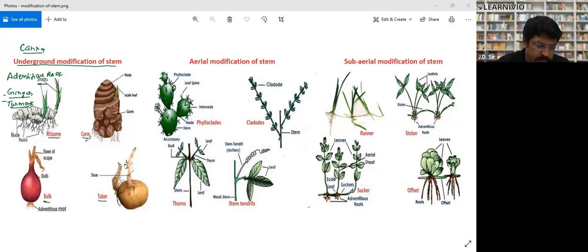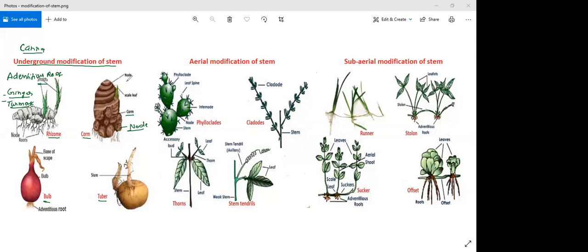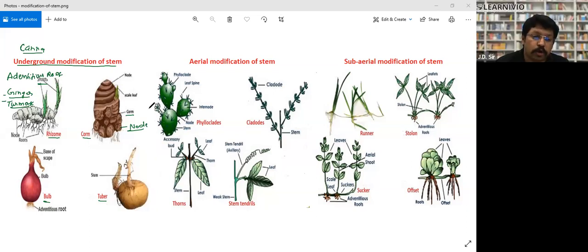Full stop. A corm may bear a number of circular nodes. Circular nodes, not roots, nodes. These are circular nodes. A corm may bear a number of circular nodes. Full stop.